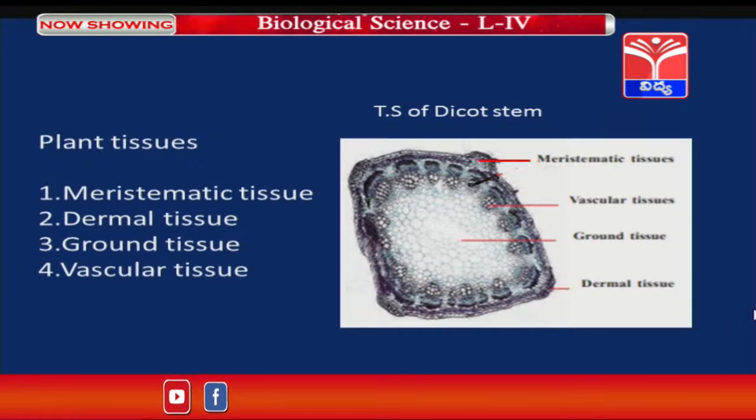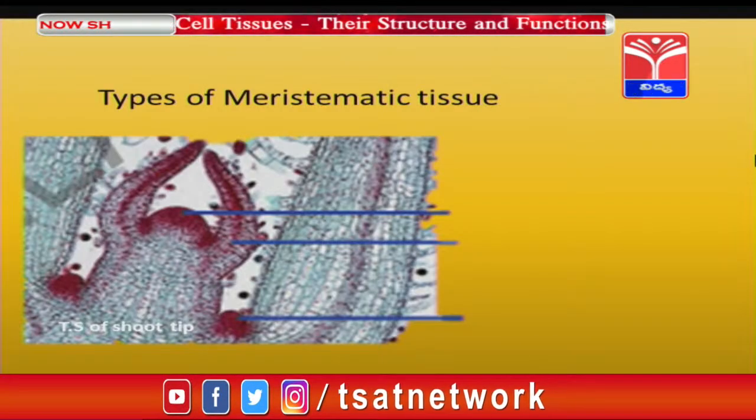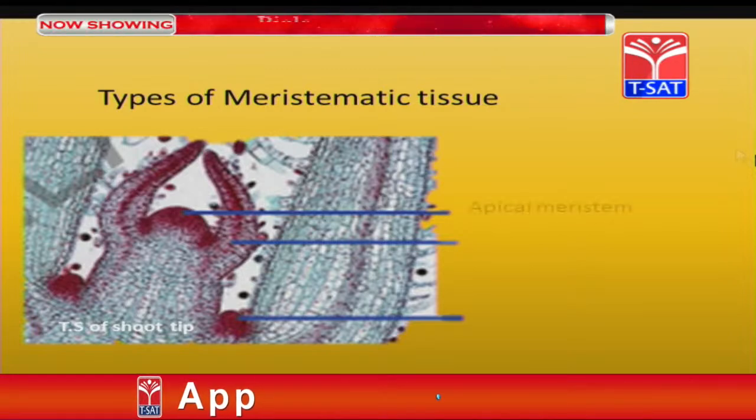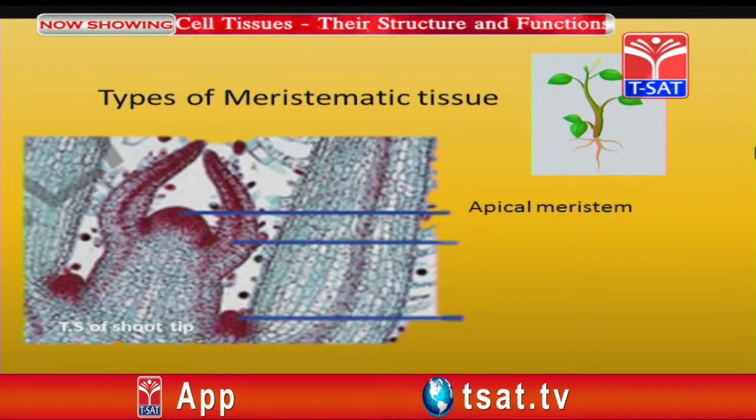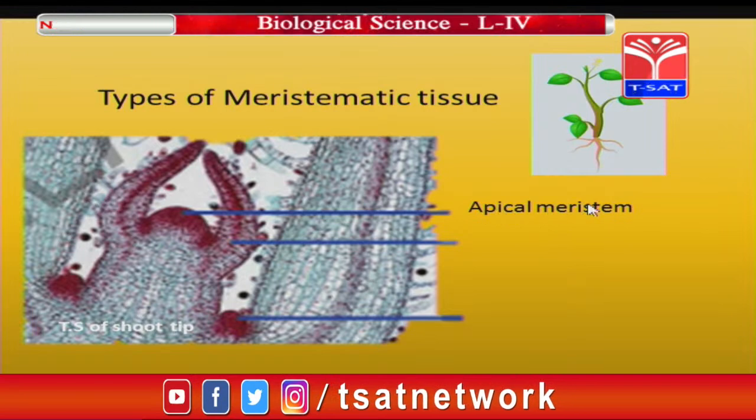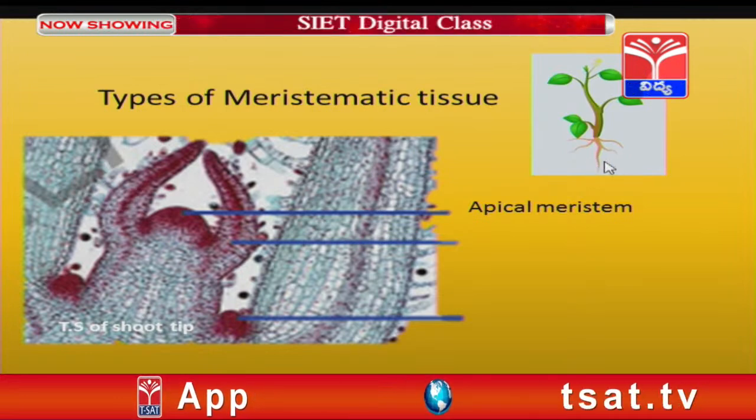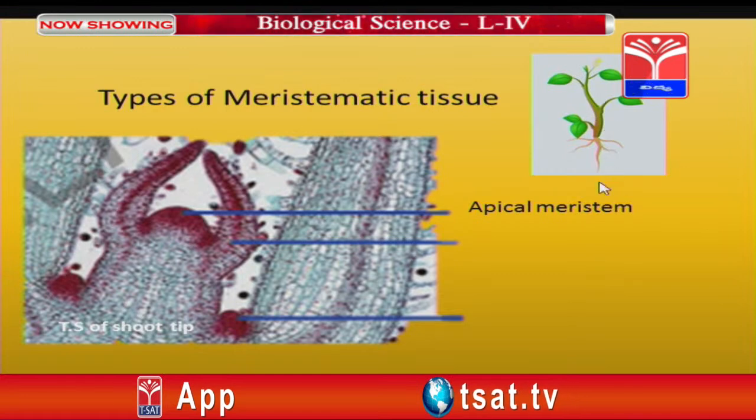Now first let us see about the meristematic tissue. Types of meristematic tissue. There are 3 types of meristematic tissue. Apical meristem. This tissue is present at the growing tip and brings about growth in length. See, apical meristem is present at the tip of the stem and also the tip of the roots. This brings about the growth of the stem and growth of the root.